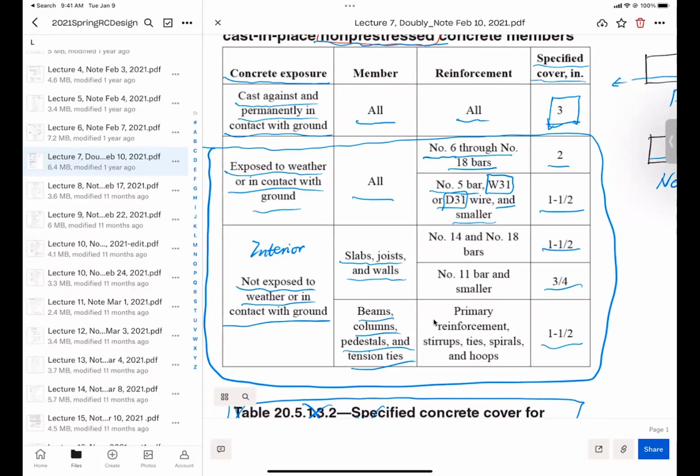What do you mean exposed to weather? Is it inside or outside? Outside. So this is called exterior. So let me write down something on it, right? I don't know if I can write that, but you can write it down.